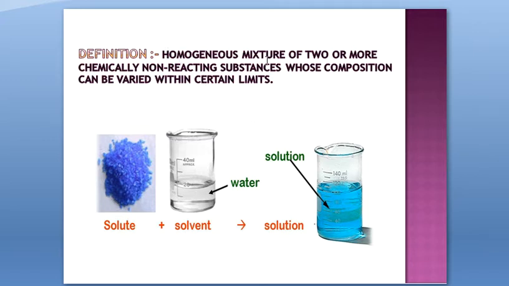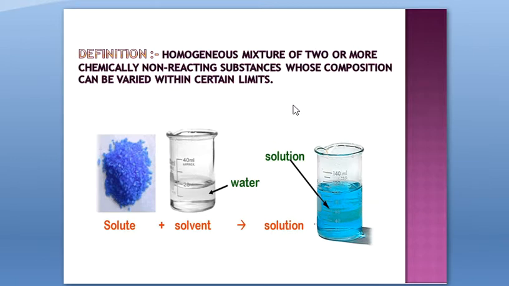Now a solution is a homogeneous mixture. What is a homogeneous mixture? A mixture in which composition and properties are uniform throughout the mixture, right? Of two or more chemically non-reacting substances.